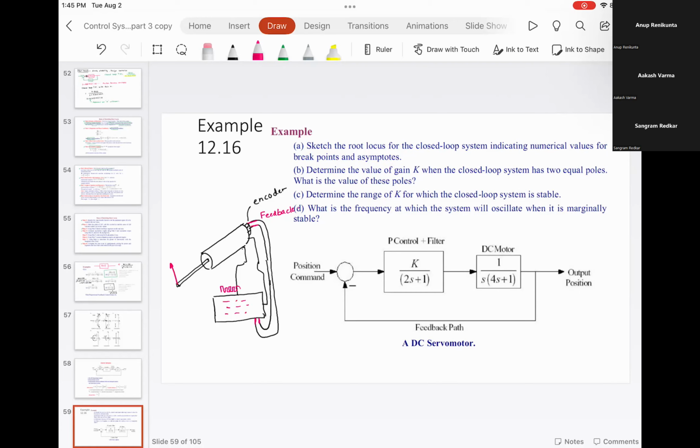Okay, so for this particular problem, this motor has the transfer function 1/(4s² + s). This is the open loop transfer function for the motor. If you look at this, just this block is the open loop transfer function.